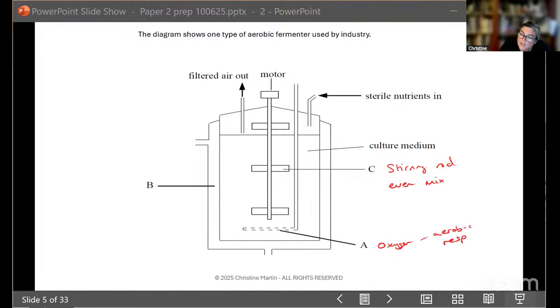Now, one thing I will say to you is don't get caught up because respiration came up in multiple choice in paper one, that it won't come through again, because respiration is everything basically. And then B, absolutely, is the cooling jacket, and that's to ensure that the temperature doesn't get too warm.